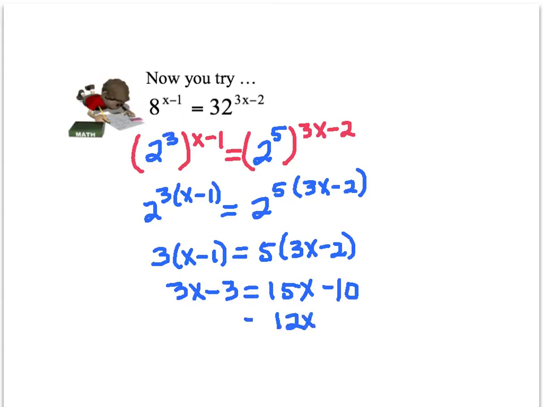And then let's add 10 to both sides. And so negative 3 plus 10 will give me 7. And then finally, the very last thing, let's divide both sides through by 12. And so x will be equal to 7 divided by 12. Our solution, x is equal to 7/12.